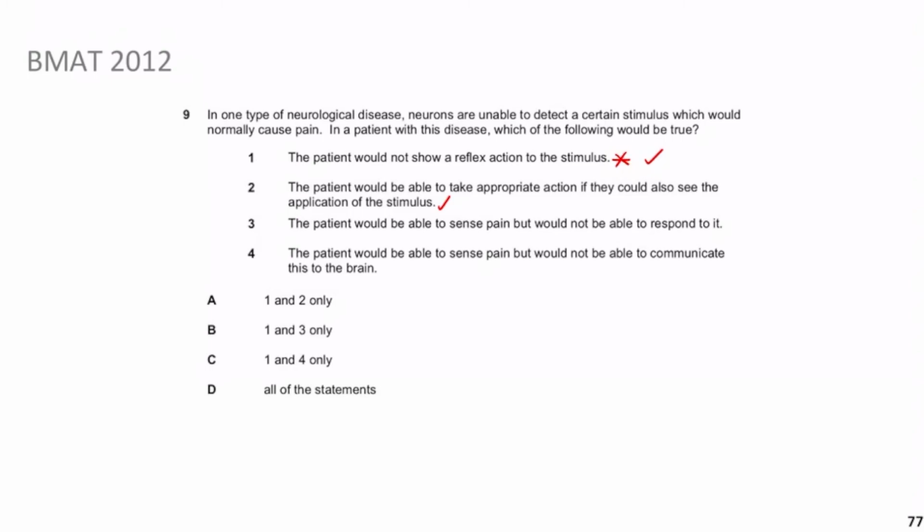You can have the sensory arc from there. So yeah, the patient would be able to see the stimulus, they could take action. And then it says the patient would be able to sense pain, but would not be able to respond to it. No, because they don't even have the pain fibers to sense anything, isn't it? So this one can't be right. And then lastly, guys, it says the patient will be able to sense pain, but will not be able to communicate this to the brain, right? So yeah, they can't sense the pain at all, isn't it? So this one's completely wrong as well, because if they can't sense the pain, they can't carry that information to anywhere, right? So both 3 and 4 are wrong.